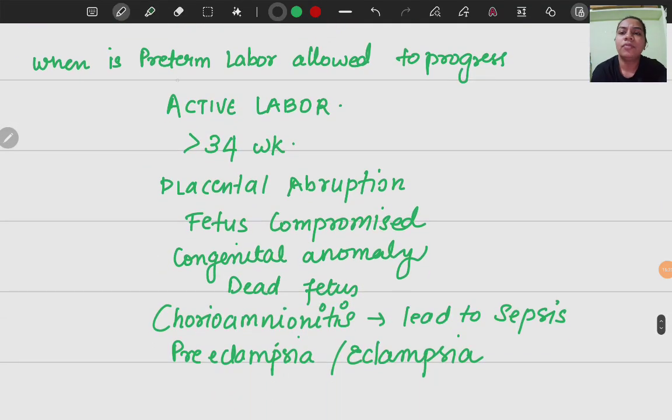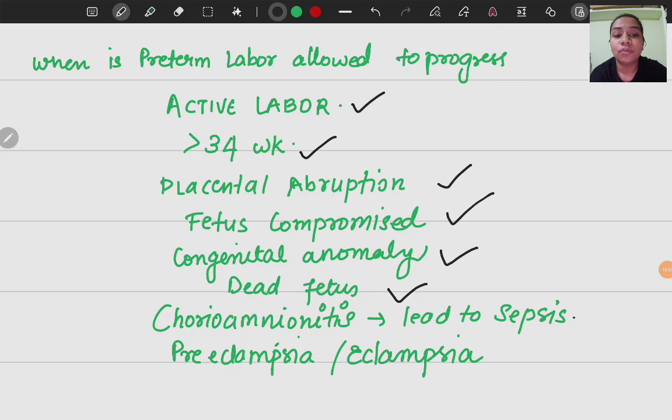So when is the preterm labor allowed to progress? If the mother is in active labor, we will let the labor progress. If more than 34 weeks, then need not stop because fetal lungs are already mature. And placental abruption, placenta is getting abrupted from the uterus. There is already bleeding occurring, so we will not stop the labor. Fetus is compromised inside, then won't stop the labor. Congenital anomaly, dead fetus, because we need to remove the fetus out.